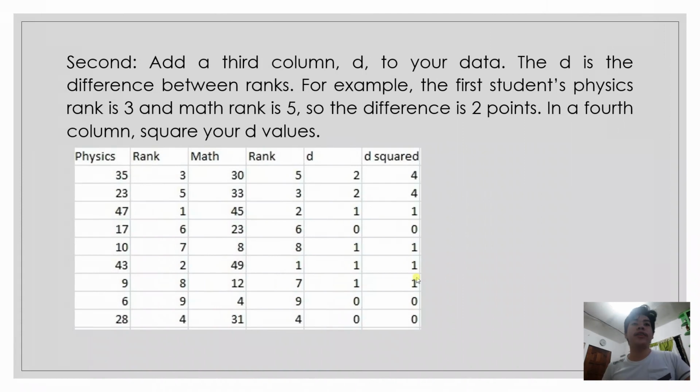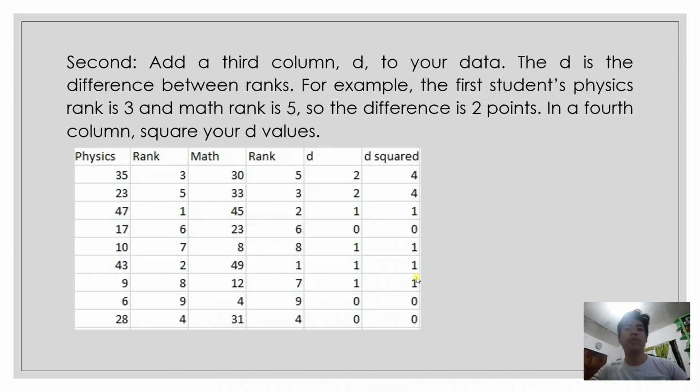Second, add a third column, the D, to your data. The D is the difference between the ranks. For example, the first student's physics rank is 3 and maths rank is 5, so the difference is 2 points. The same as what we did in our first example, we need to find the difference between the two ranks of the two variables of our observation. In the fourth column, square your D values, the same as what we did in the earlier example.